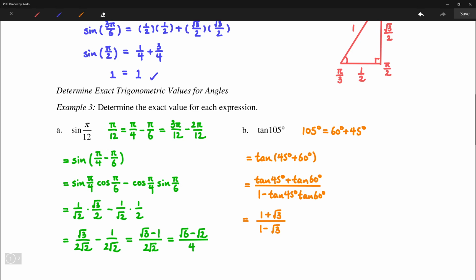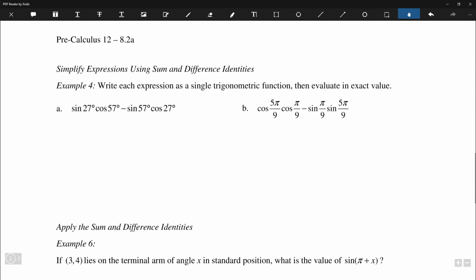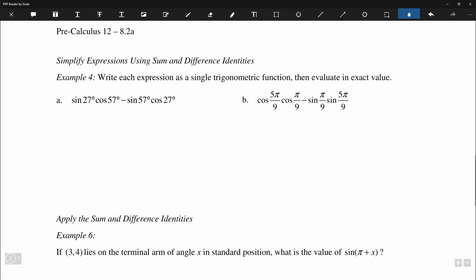So for the next example, it's a little bit different. It's kind of like the reverse. The expressions are already expanded, and we're trying to combine them into something simpler. So it says write each expression as a single trigonometric expression. It should say expression, not function, and then evaluate the exact value. So I'm going to correct that here. This really should be an expression.